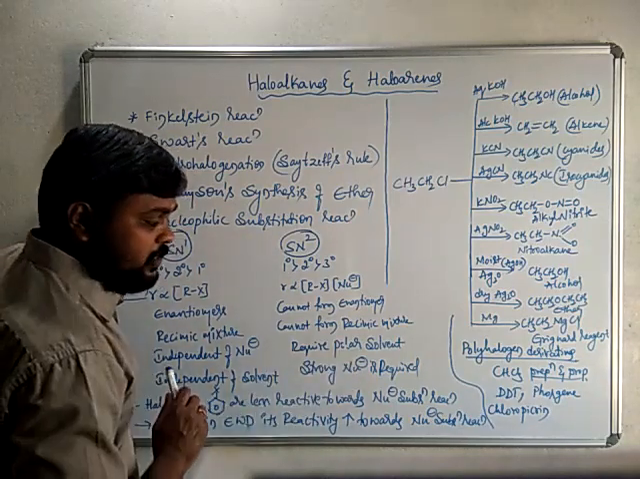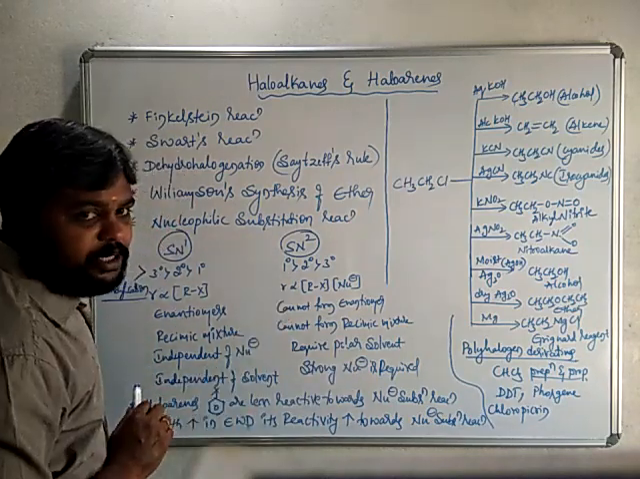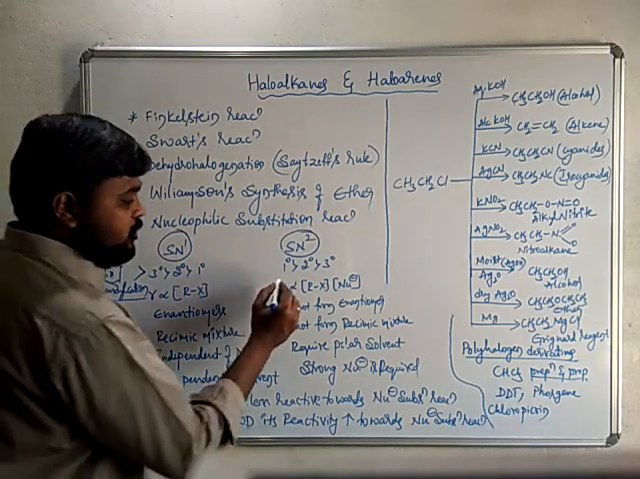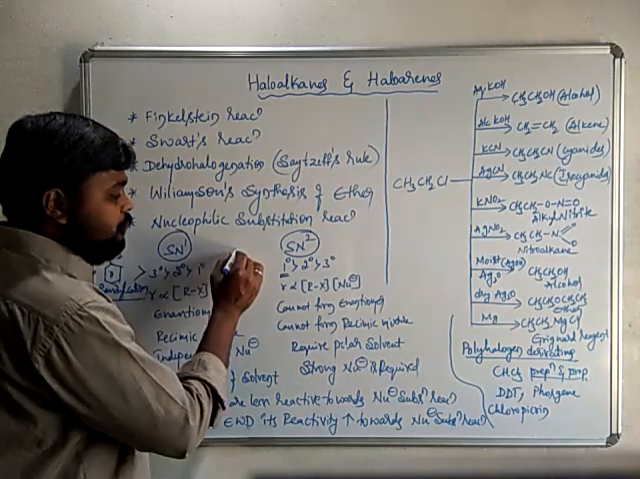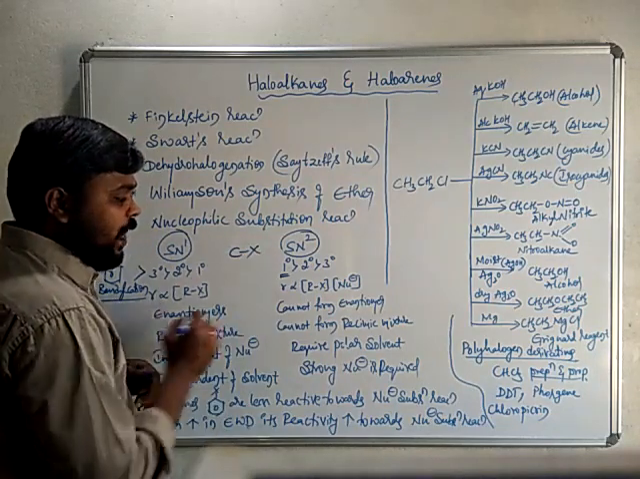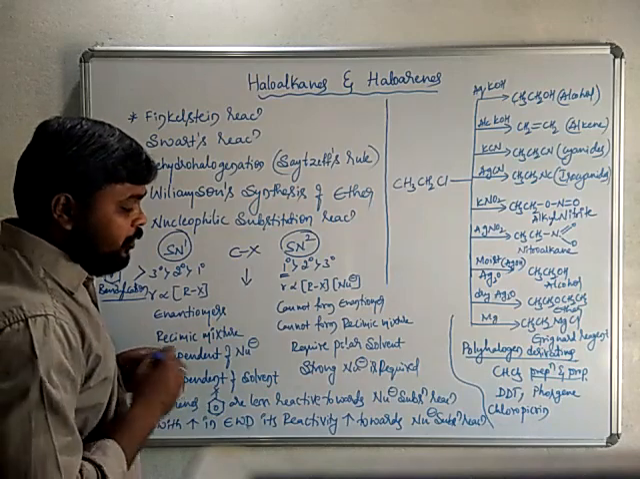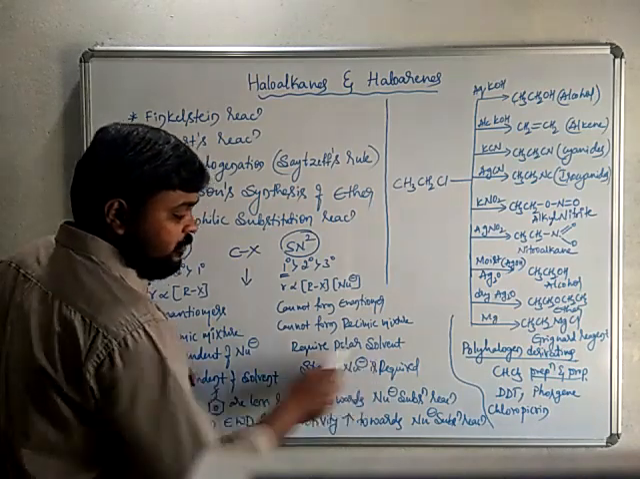It requires a polar solvent. Why does the SN2 mechanism require a polar solvent? Because here we preferably choose the primary alkyl halide, in which the C-X bond polarity is less. Because of the less polar C-X bond, we need a polar solvent.